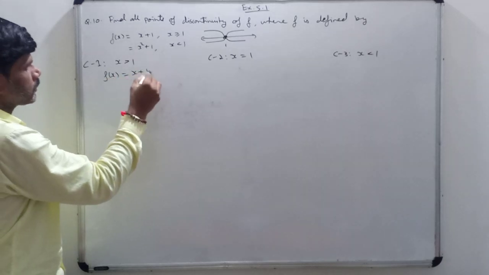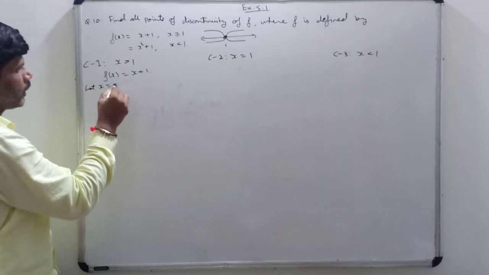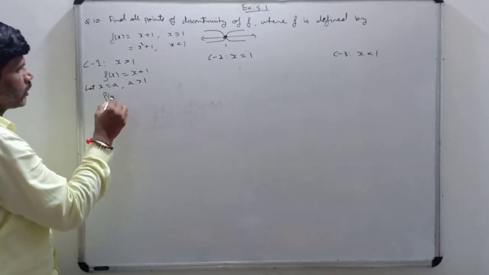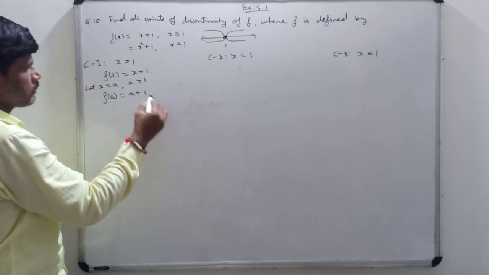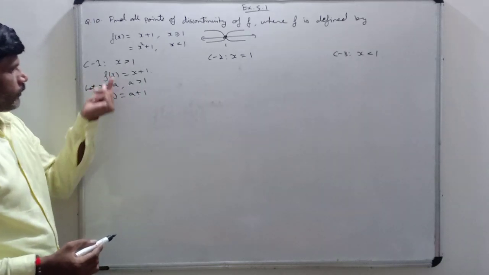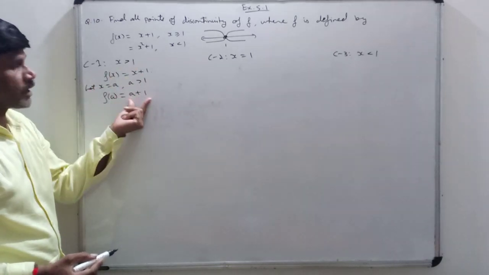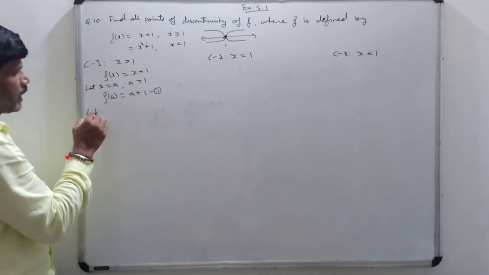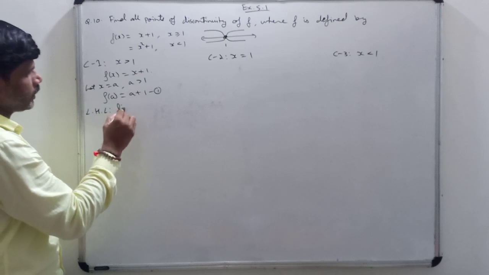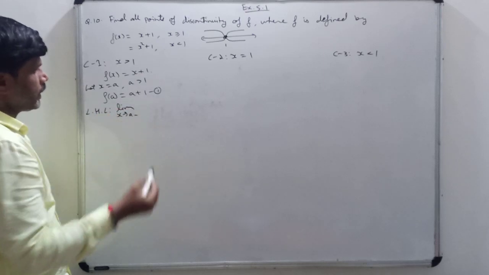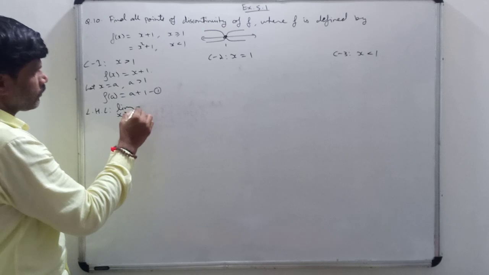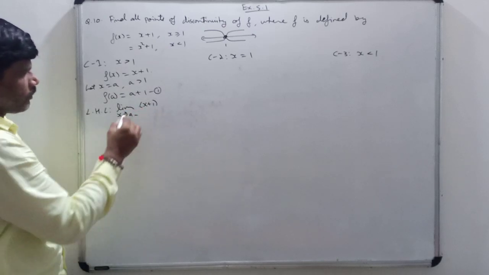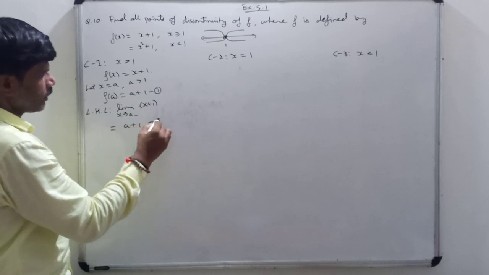x + 1. Let x equal a, where a is greater than 1. So f(a) will be a + 1. When x is a on the left hand side, we are putting a in place of x, so on the right hand side also we put a in place of x, so a + 1. Give it result number 1. Now I'll find out the left hand limit. Limit as x tends to a minus of f(x). What is f(x) here? x + 1. Now when we apply the limit, you'll get a + 1. Give it result number 2.